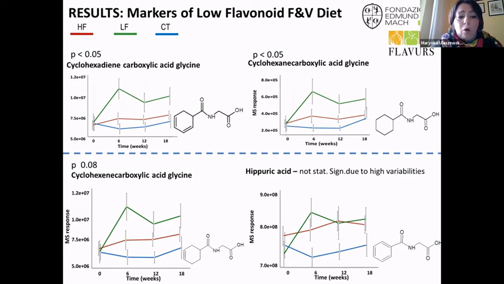And indeed, two of them were statistically significant, while for the other compound the p-value was 0.08, and the hippuric acid was not statistically significant. But this is mainly due to the high inter-individual variability of the people participating in the study.